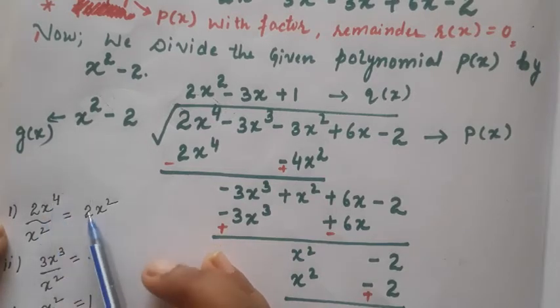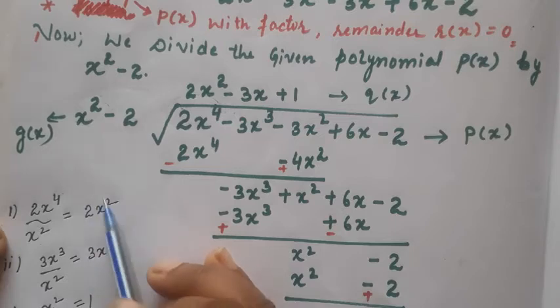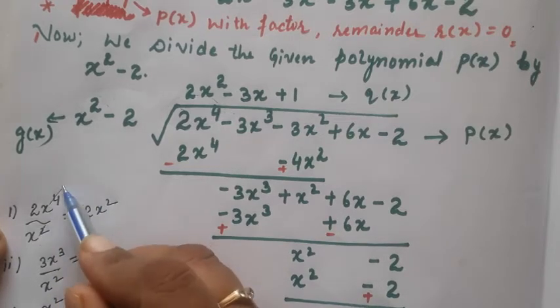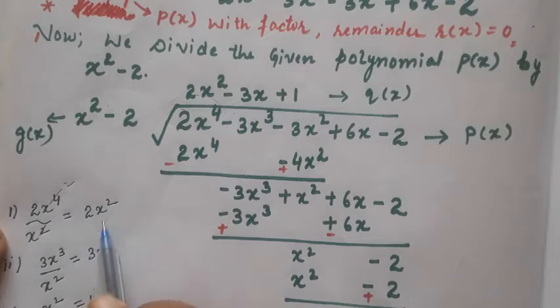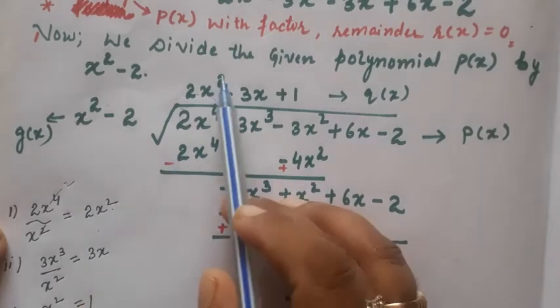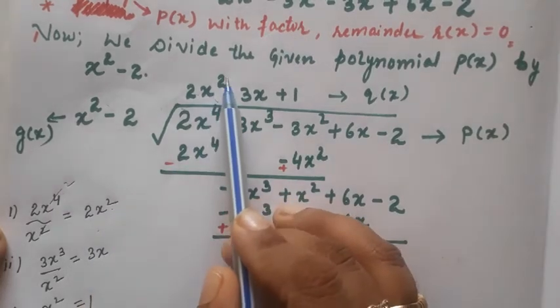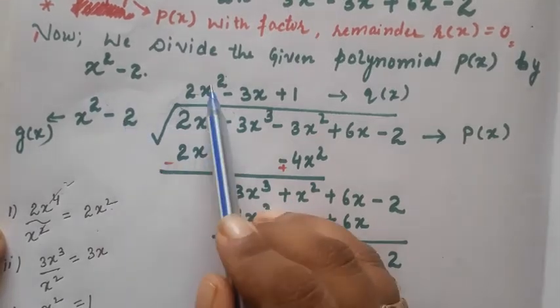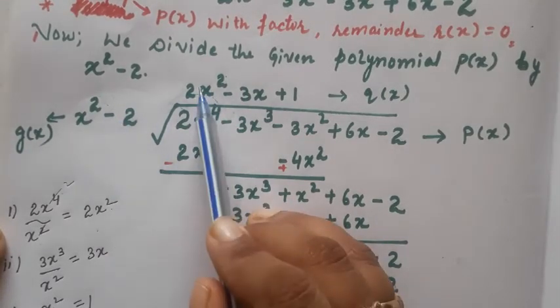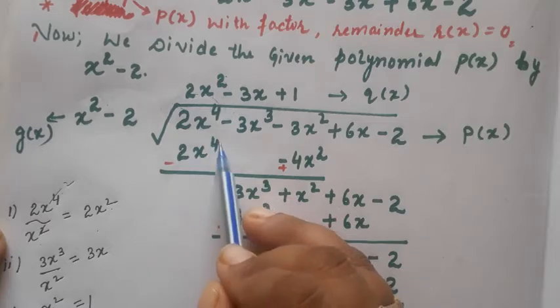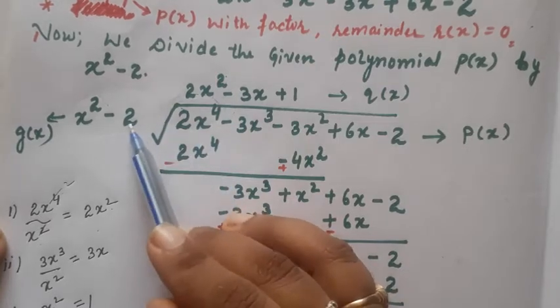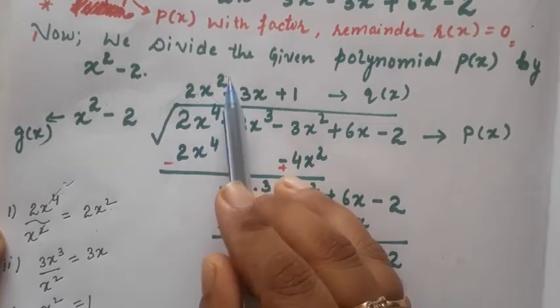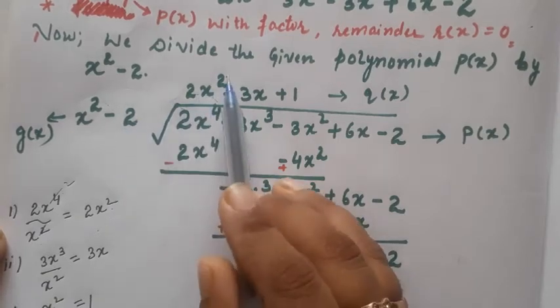After dividing, I got 2x raised to power 2, as this x square will be cancelled out by this, and I am left with 2x raised to power 2. So I wrote here 2x raised to power 2. Now this whole will divide with this. x raised to power 2 into 2x raised to power 2 is 2x raised to power 4. Minus 2 into 2x raised to power 2 is minus 4x raised to power 2.